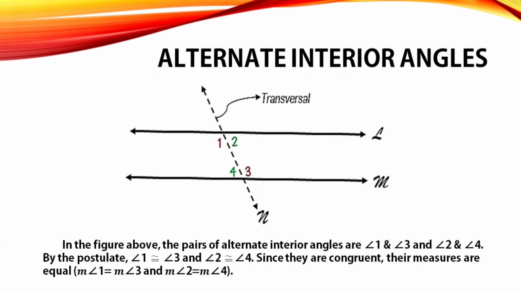Consider looking at the illustration. So we have here the transversal, angles 1, 2, 3, and 4. In the figure above, the pairs of alternate interior angles are angle 1 and angle 3, angle 2 and angle 4. By the postulate, angle 1 is congruent to angle 3, and angle 2 is congruent to angle 4. Since they are congruent, their measures are equal. So the measure of angle 1 is equal to the measure of angle 3, and the measure of angle 2 is equal to the measure of angle 4.